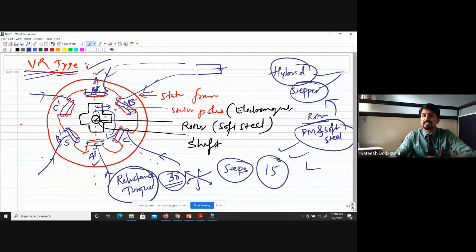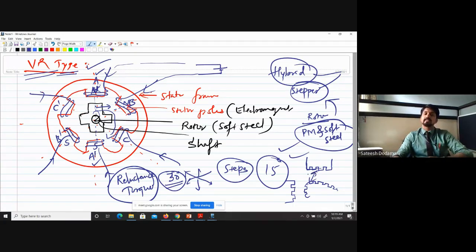And this hybrid stepper motor will have teeth. For example, this is the rotor. Sorry, the stator will have teeth like this on the pole. This type of teeth will be provided. And the rotor also will have teeth on its outer periphery. In that way, teeth will be there.